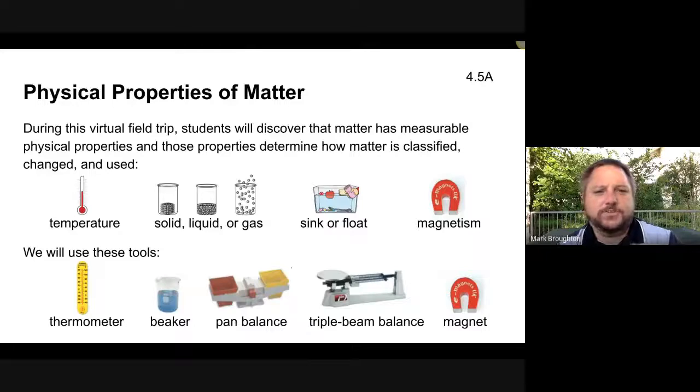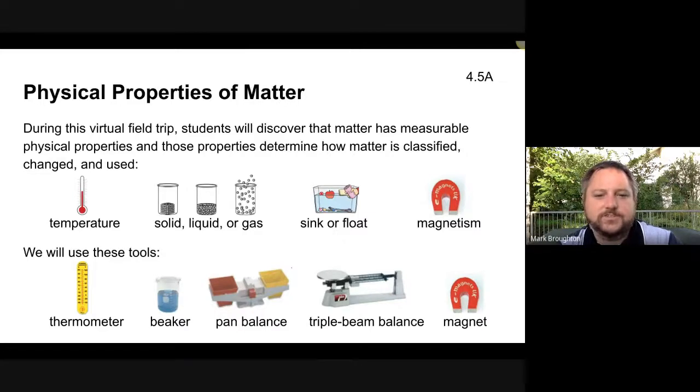This morning's field trip is going to explore physical properties of matter. During this field trip, students will discover that matter has measurable physical properties, and those properties determine how matter is classified, changed, and used. Some of the physical properties we're going to explore this morning are temperature, classifying matter as a solid, liquid, or gas, matter's ability to sink or float, and whether or not some matter is attracted to a magnet.